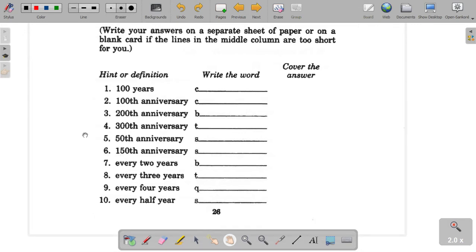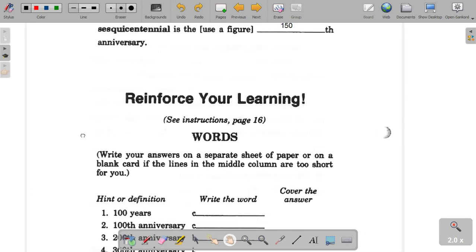Maybe. So let's just go super quick through this. We'll just do it out loud. So 100 years would be what? Century. 100th anniversary. Centennial. 200th anniversary. Bicentennial. Good. 300th. Tricentennial. 50th. Semicentennial. 150th. Not semi. I'll go back up. Yeah?